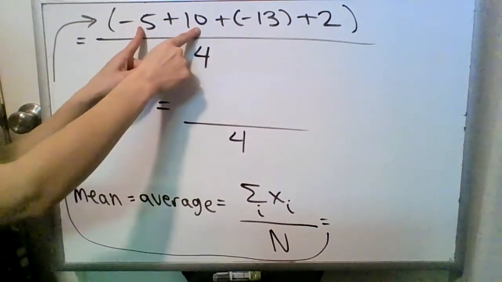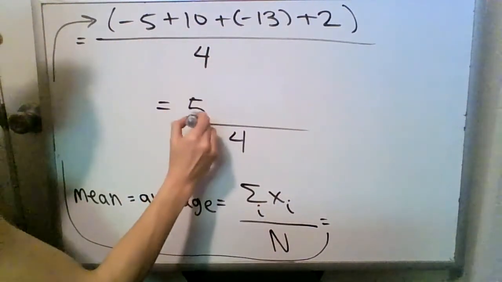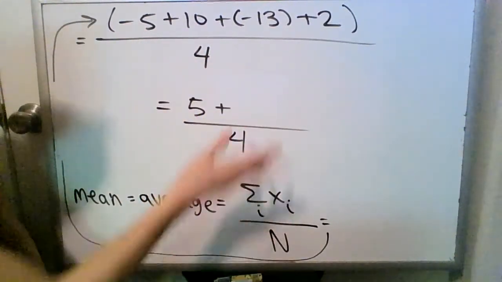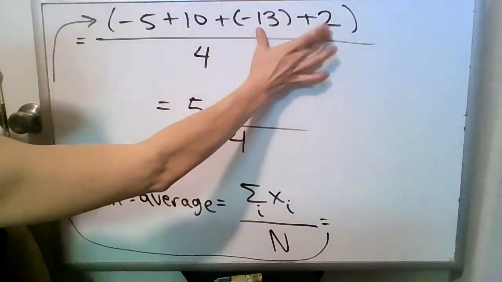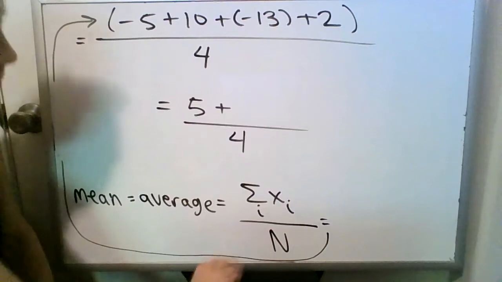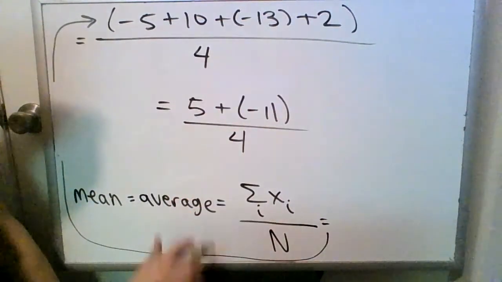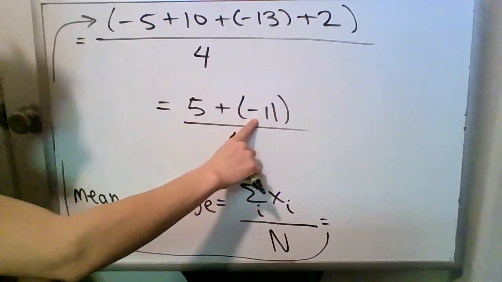-5 and 10 is 5. -13 with +2 is -11. And then 5 minus 11 will be -6.